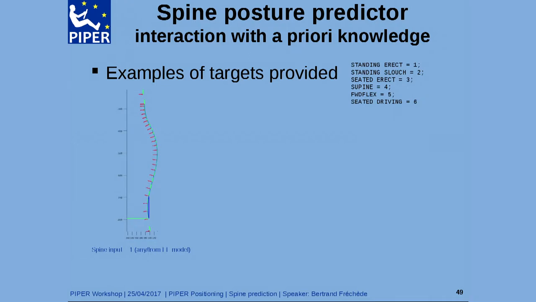Some examples of targets, I hope you can see them. So that's the input model. It's just a stick figure, I think it's easier. Let's assume it's a pedestrian model standing erect. You can see the spline and the body coordinate system.